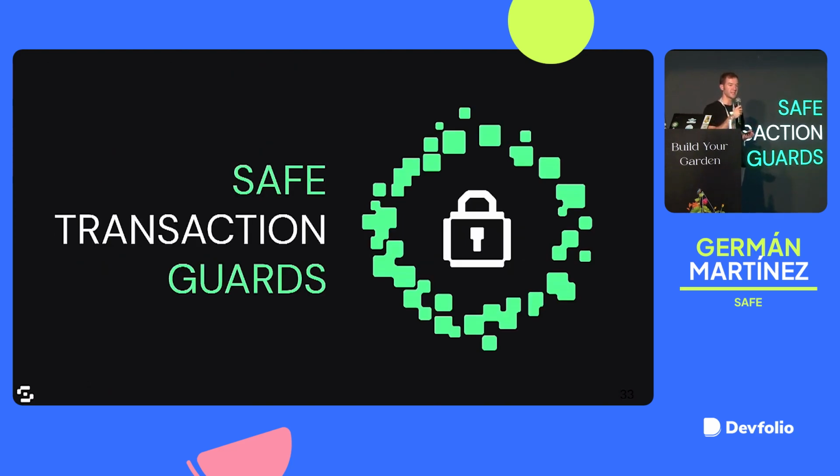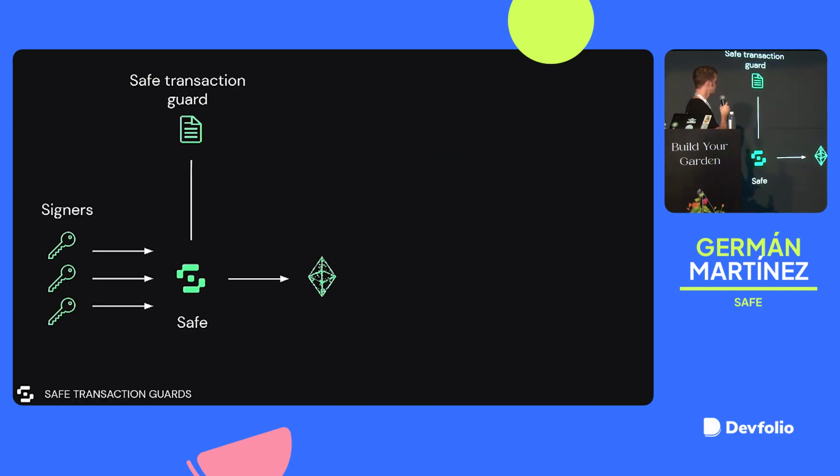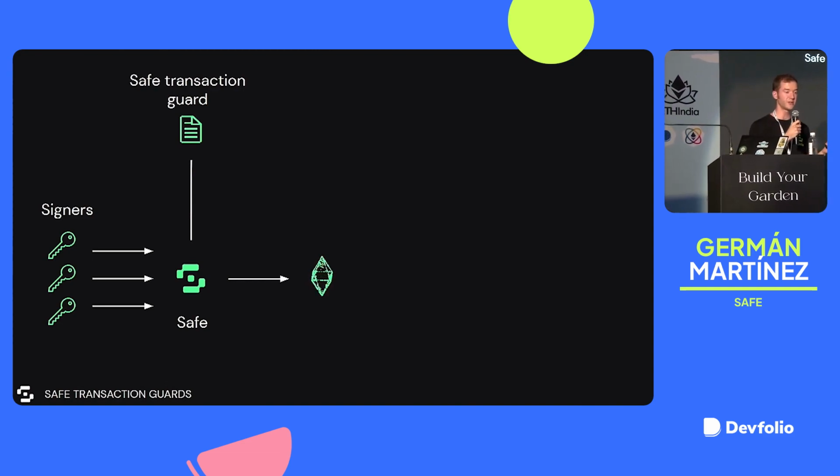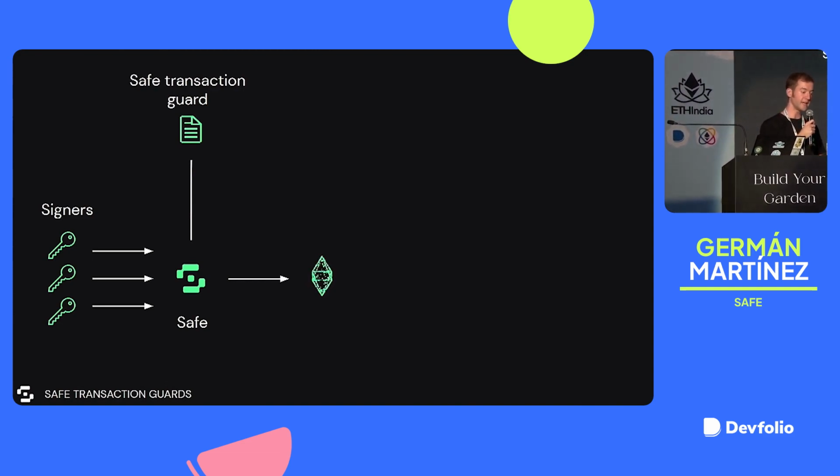And then we have the transaction guards. Safe transaction guards are also smart contracts that need to be deployed in the same network, and they somehow are connected to the Safe, but they are not a starting point in the transaction flow, but somehow they will take its place. So here we see the transaction flow, the signers, the Safe, the network, and the Safe transaction guards that are connected to the Safe. As before, transaction guards need to be enabled or disabled by the signers.